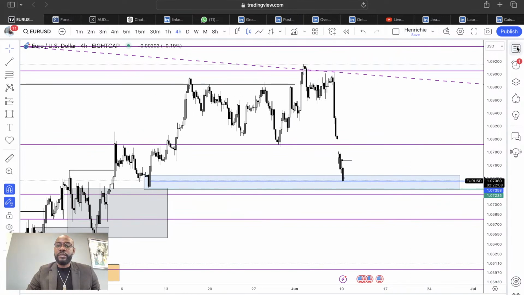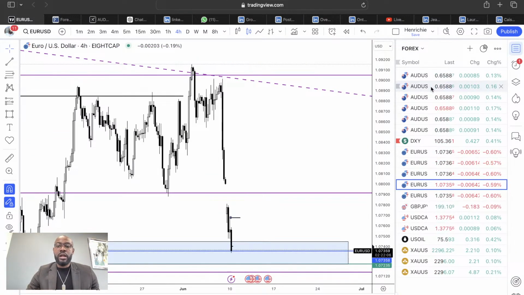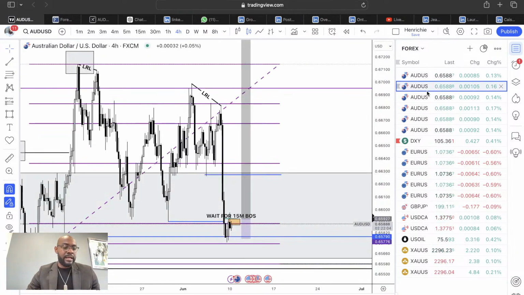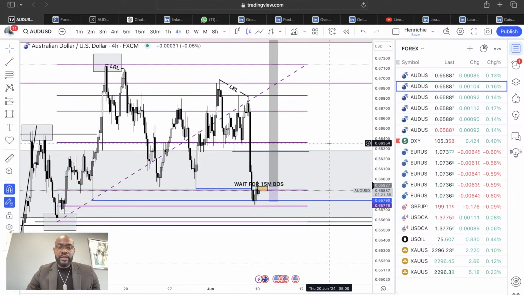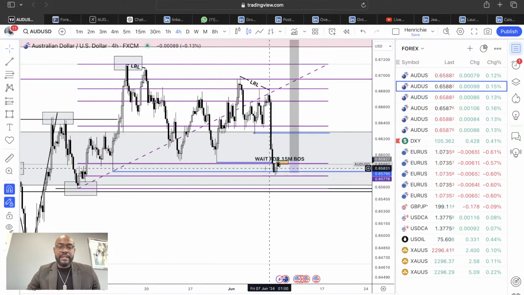So the next one we're going to be looking at is Aussie dollar, my analysis on Aussie. We're going to be looking at Aussie dollar to see what the market is doing on AUD US dollar. So far, price came into our extreme discount zone, took liquidity from the low.